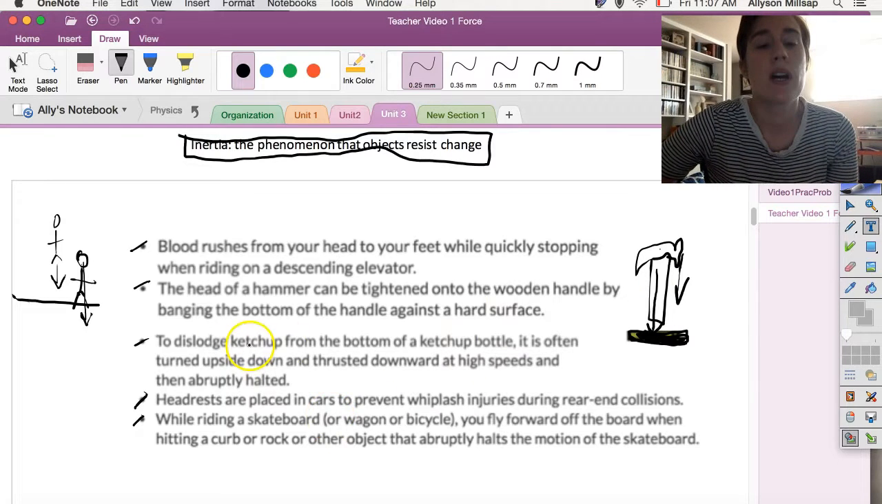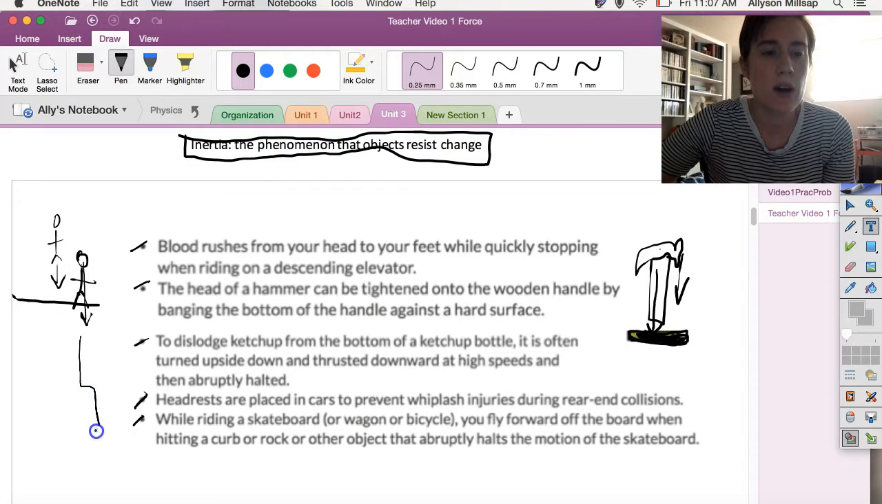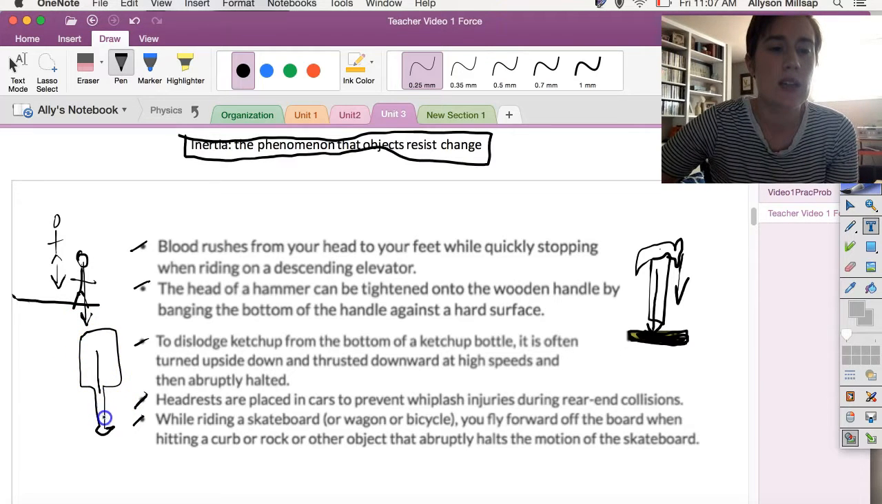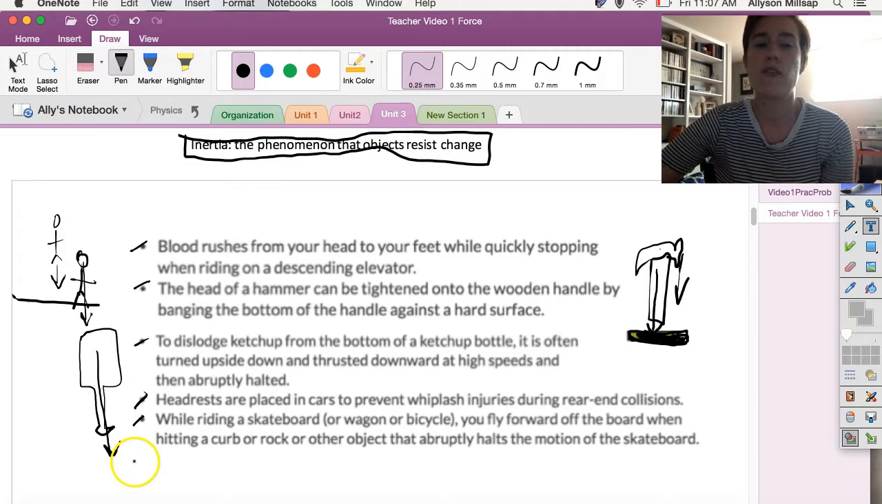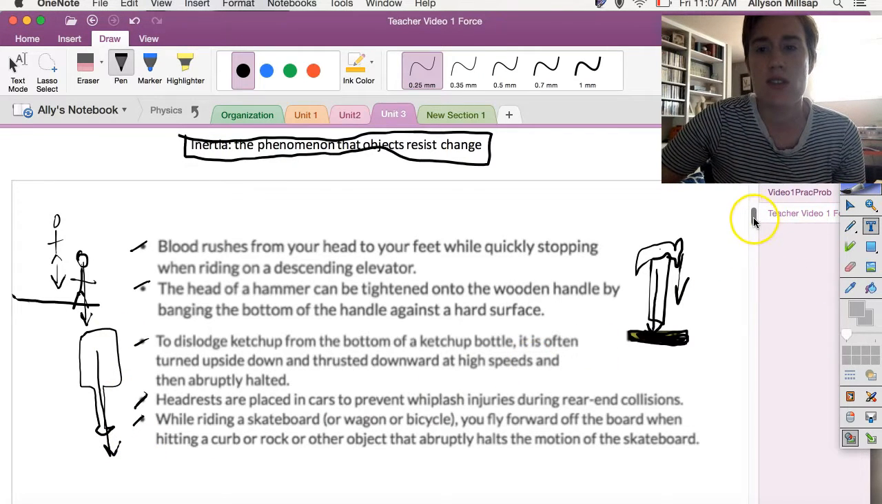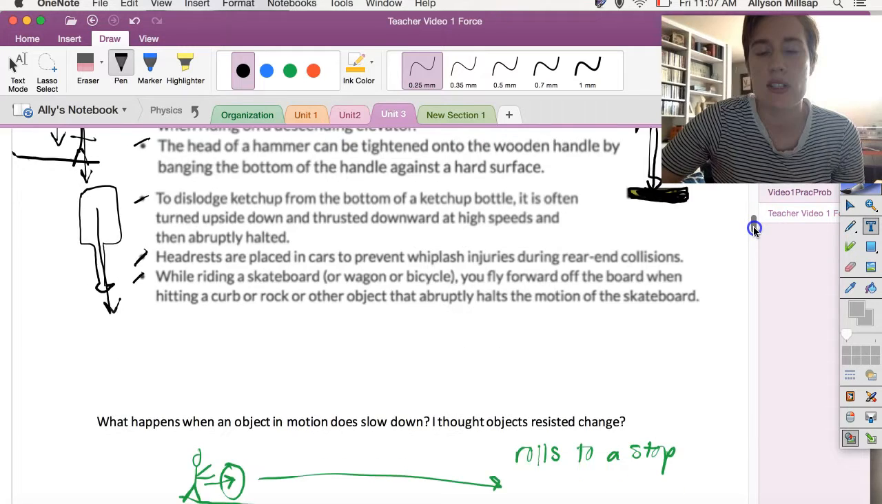Same thing when you're trying to get ketchup out of the bottom of a ketchup bottle. You thrust the ketchup bottle downward with a lot of speed, and then you stop it. So the bottle stops moving, but guess what? The ketchup inside still moves downward, hopefully out of the bottle. So these are just some normal, everyday examples of inertia.